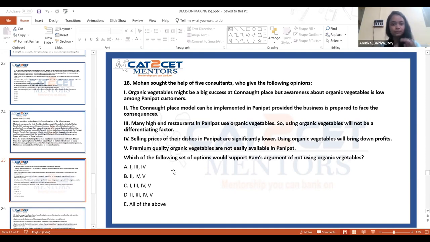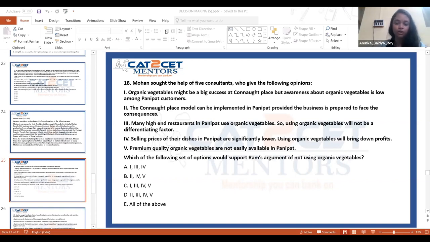Okay? 5th को देखते हैं. Premium quality organic vegetables are not easily available in Panipat, which is the strongest argument. अगर available ही नहीं है तो राम करेगा क्या? Right? So he cannot do anything. If Ram says that premium quality organic vegetables are not available, I cannot help it. So nothing can be done. Even Ram की जगह किशन आ जाए वो भी कुछ नहीं कर सकता, right? So 5th option is the strongest option. 5th को रखते हैं. 4th again is a good argument.